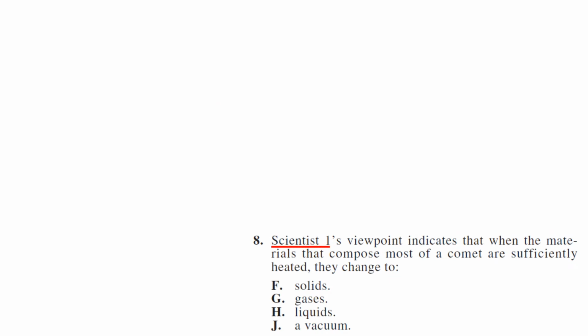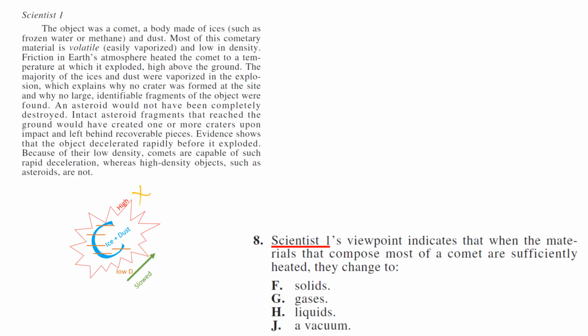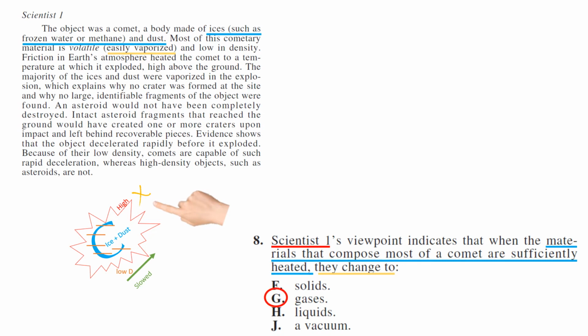Scientist 1's viewpoint indicates that when materials that compose most of the comet are sufficiently heated, they change to, well, it tells us in the reading, and we also drew it, the ice and dust, that's the materials. What happens to them? They're easily vaporized. They go away. What does that mean? They turn to gas. G.